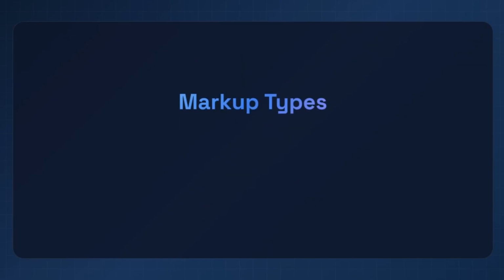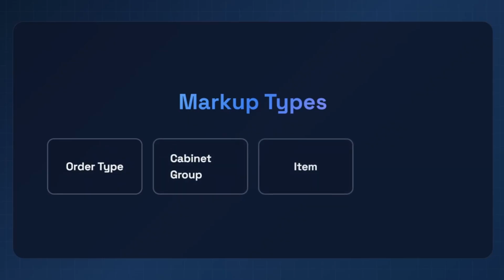Quickbid organizes markups into 4 categories. Understanding these categories is essential before working with specific markup settings.